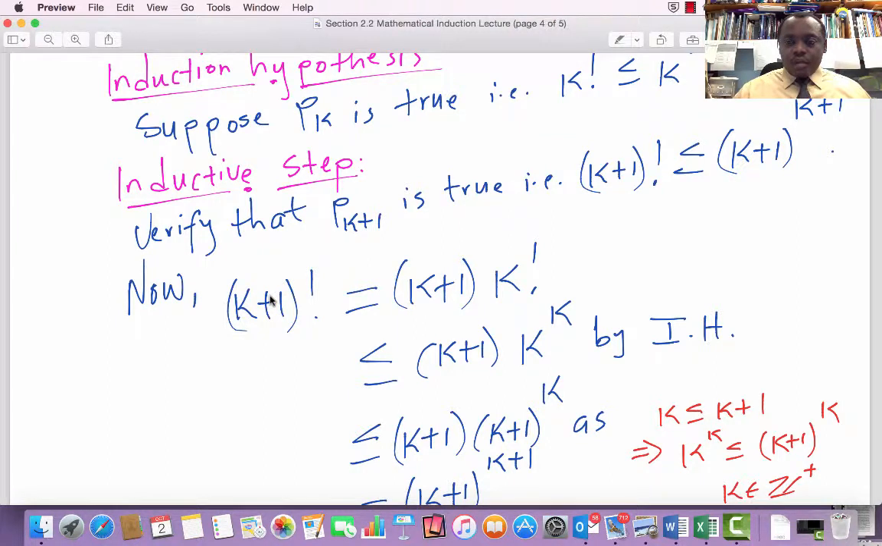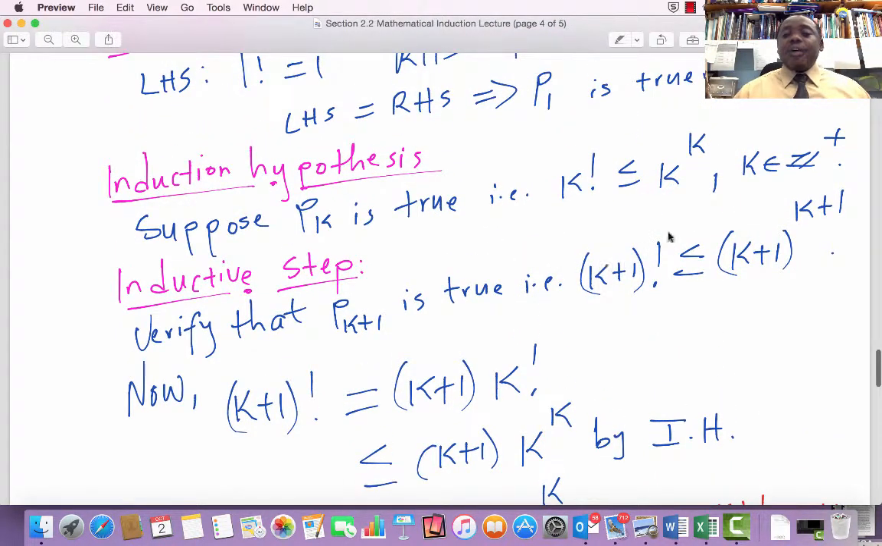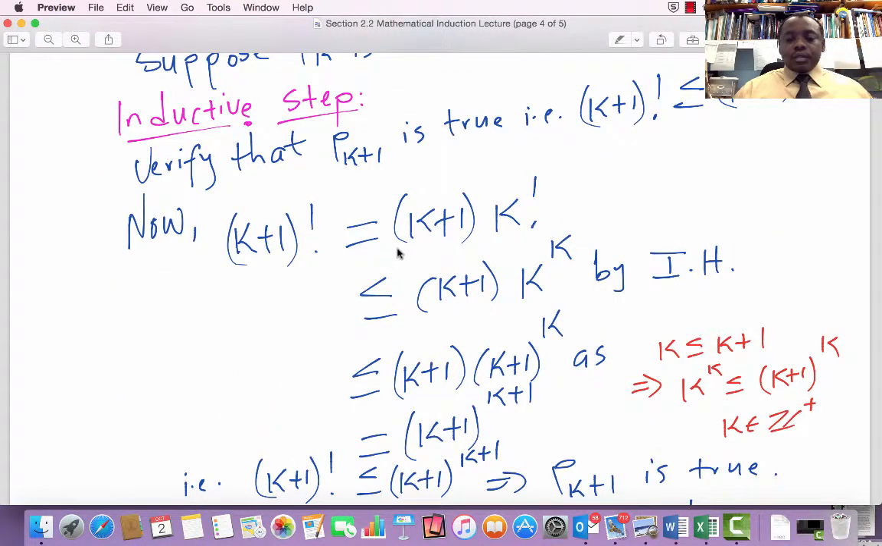We start with the left hand side. k plus 1, all of these factorial, by the definition of factorial, equals k plus 1 times k factorial. Why did I do this? Because by the induction hypothesis, I already know that k factorial is less than or equal to k raised to the power k. So k plus 1 times k factorial is less than or equal to k plus 1 times k to the k by induction hypothesis.